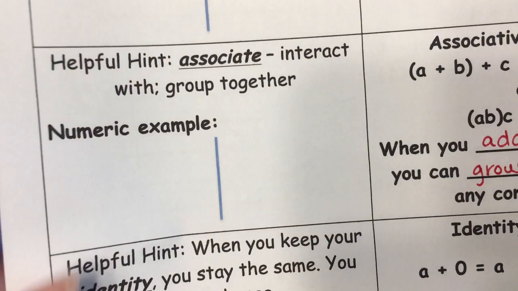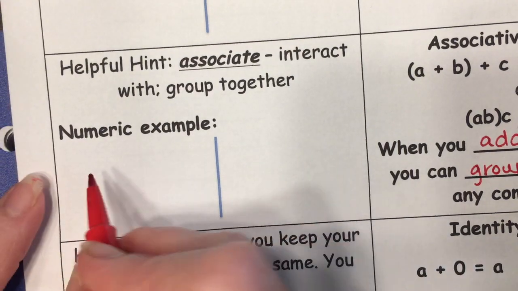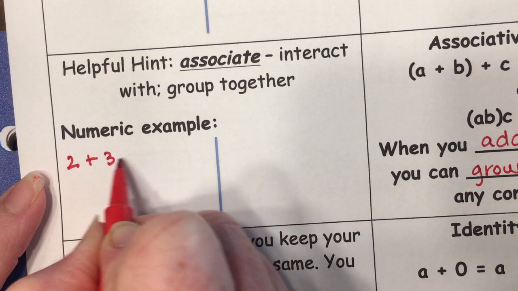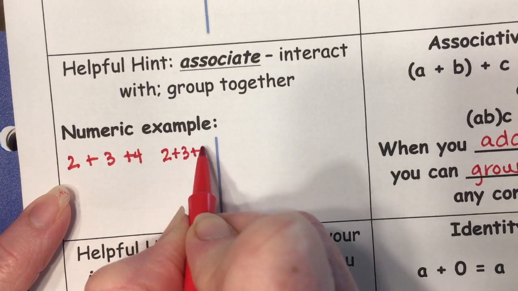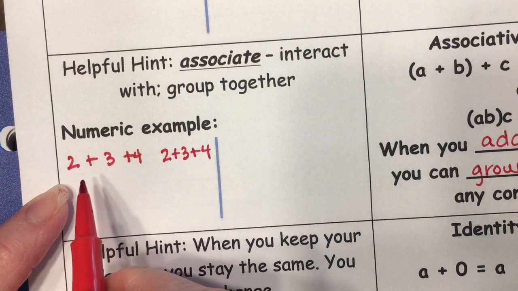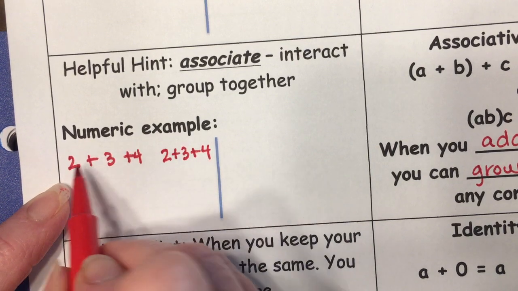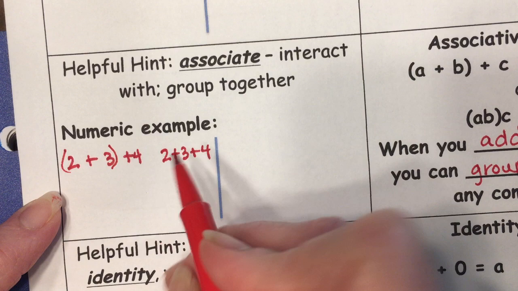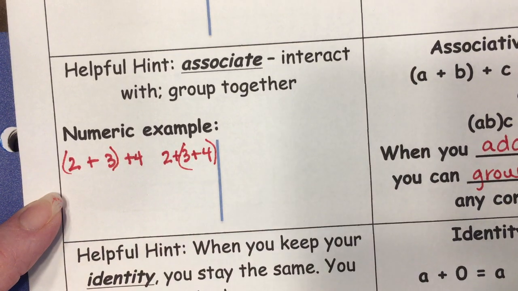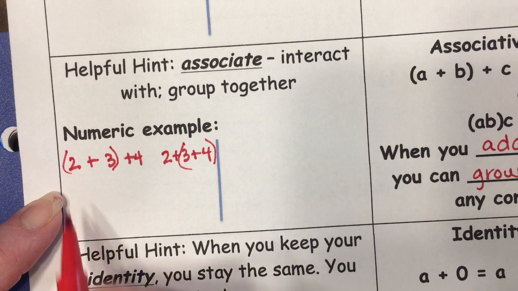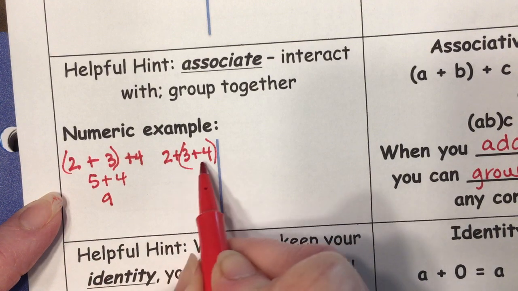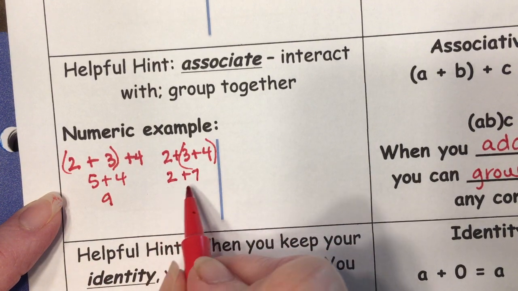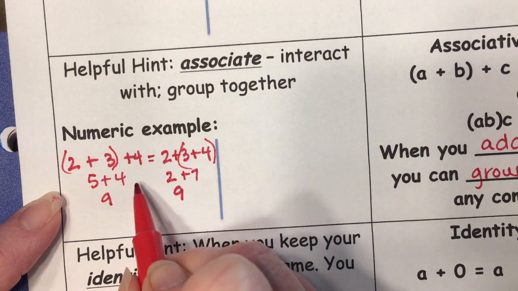Let's see what that looks like with actual numbers. Let's say I have 2 plus 3 plus 4, and I want to compare that to 2 plus 3 plus 4. The associative property says I can either start by adding the 2 and the 3, or I can start by adding the 3 and the 4. And the associative property says it won't matter what order I add these in, they'll be the same. So 2 plus 3 is 5, plus 4 is 9. Over here, if I do the 3 plus 4 first, I get 2 plus 7, which is also 9. So did it work? Yes, it does.